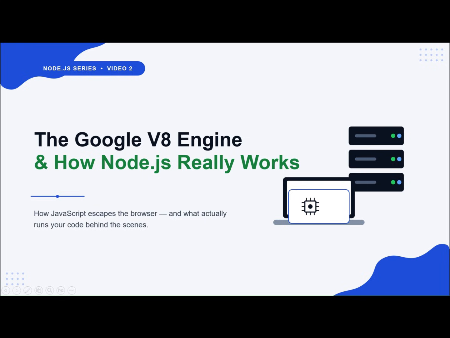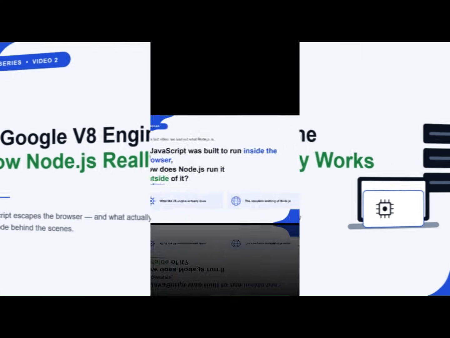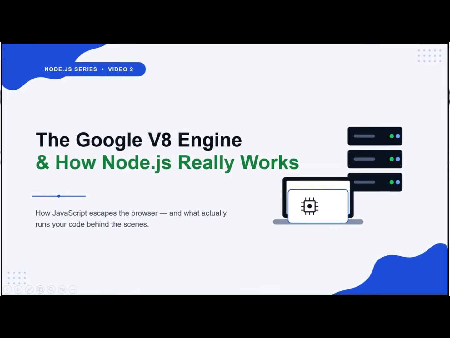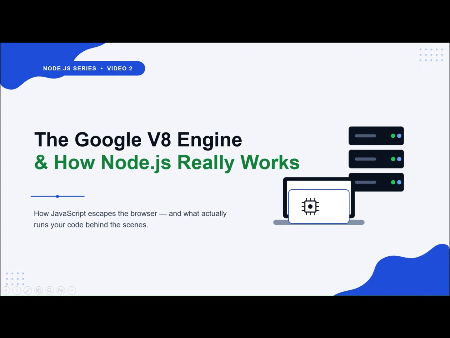In our previous video, we learned what Node.js is. Now, let's understand something more interesting. If JavaScript was originally designed to run inside a browser, then how does Node.js execute JavaScript outside the browser? To understand that, we need to understand two things. First, what the V8 engine actually is, and second, the complete picture of how Node.js works behind the scenes.